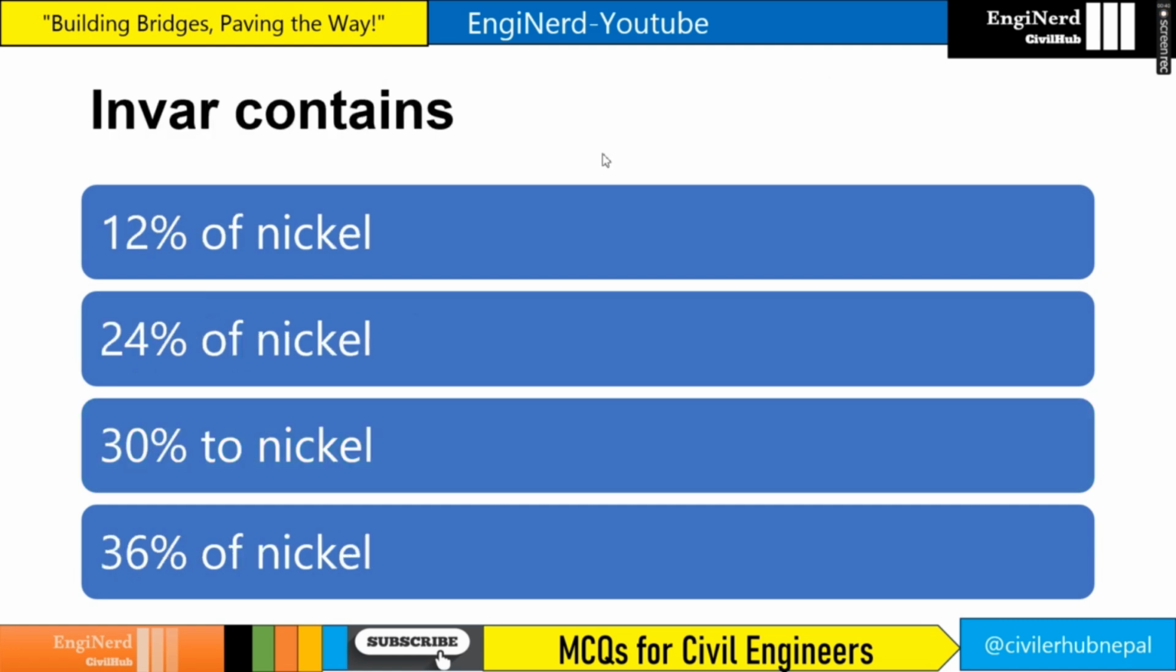Invar contains Fe-Ni 36, right? 36% nickel, right? Here 36% of nickel.